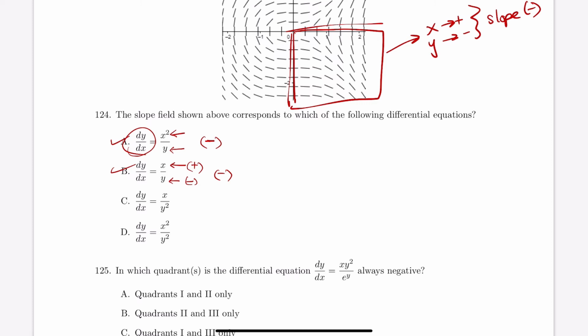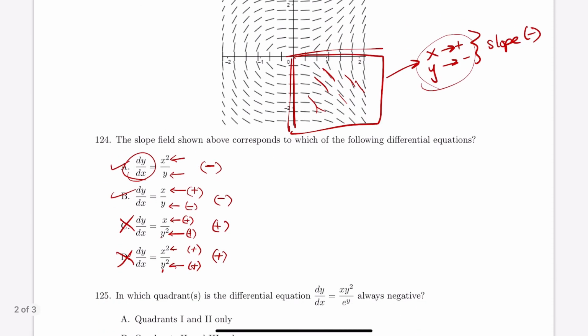This is one I can eliminate because here if I have a positive x, but then down here, if I plug in a negative for the y, I'll end up with a positive, so that's positive slopes in the fourth quadrant. So I can eliminate C, and kind of the same thing here. If I plug in a negative for y, then that'll be a positive on the bottom. If I plug in a positive for x, that'll be a positive top, so I'll end up with positive slopes when I should have negative slopes. So I can eliminate D. I don't even know if this is a good explanation.